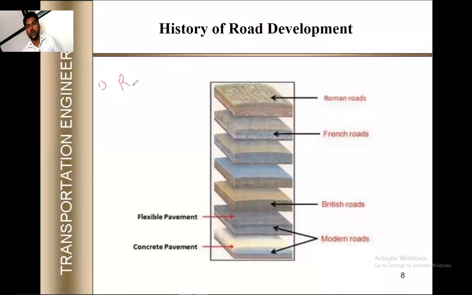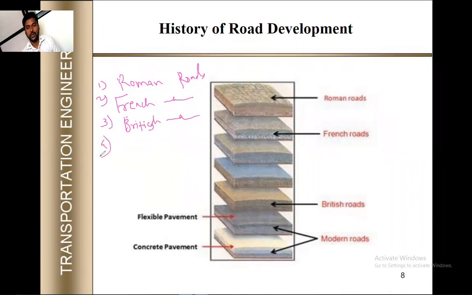First, it is Roman. In the Roman era, Roman roads were there. They developed the road system called Roman roads. Then the French developed one road system called French roads. Then third, the British government developed a road system called British roads.